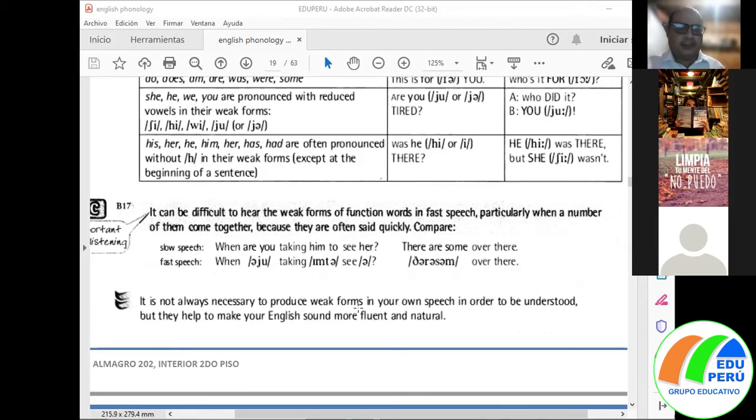For example, here you have more examples. Slow speech and fast speech, or connected. No, I don't want to say it too fast, because sometimes we get confused. The purpose is not to say it too fast. Connected. Don't forget it. So I'm going to make it bigger.